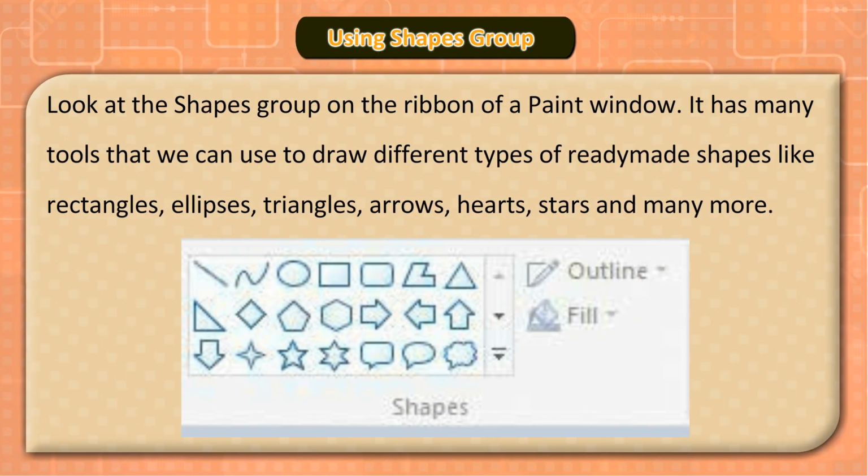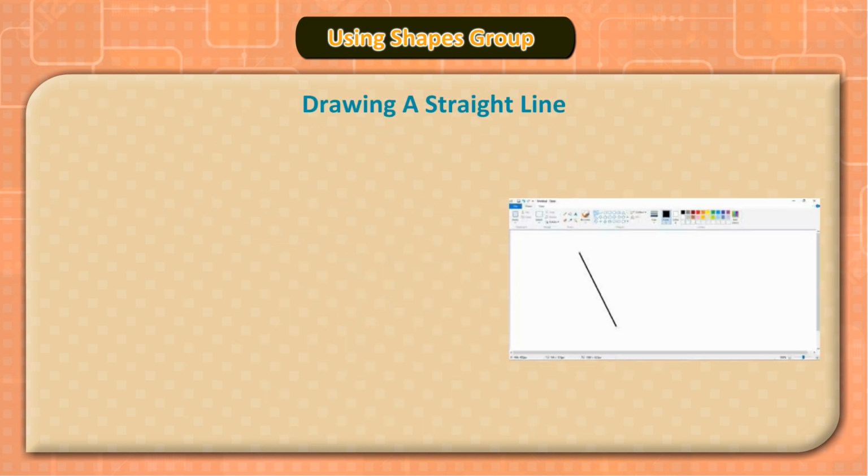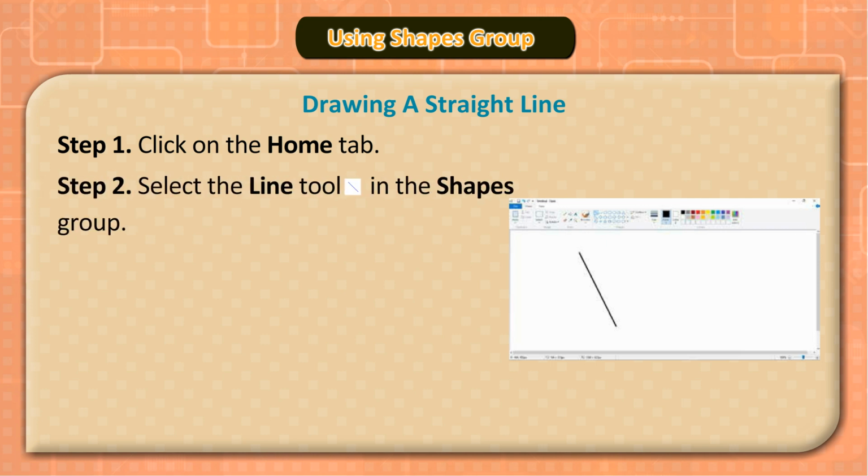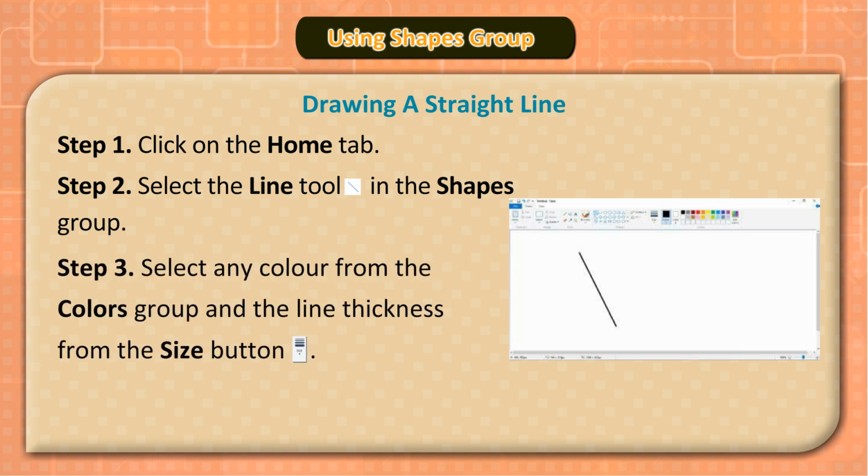Using Shapes group. Look at the Shapes group on the ribbon of a Paint window. It has many tools that we can use to draw different types of ready-made shapes like rectangles, ellipses, triangles, arrows, hearts, stars and many more. Drawing a straight line. Step 1. Click on the Home tab. Step 2. Select the Line tool in the Shapes group. Step 3. Select any color from the Colors group and the line thickness from the Size button.